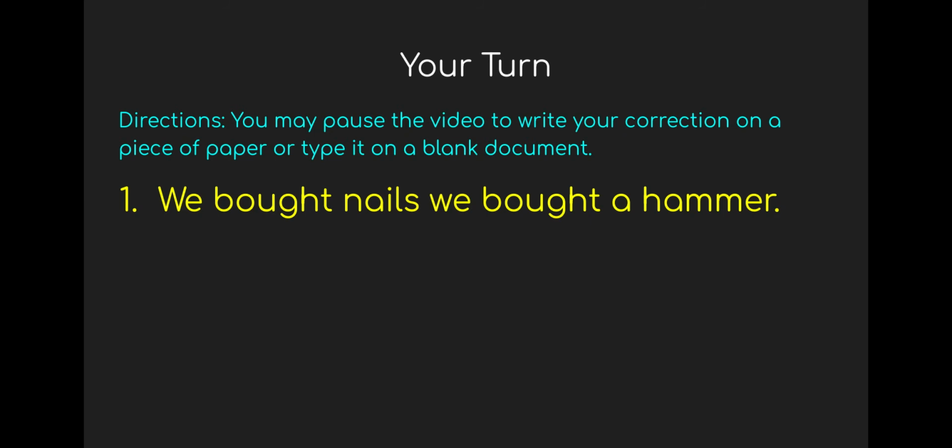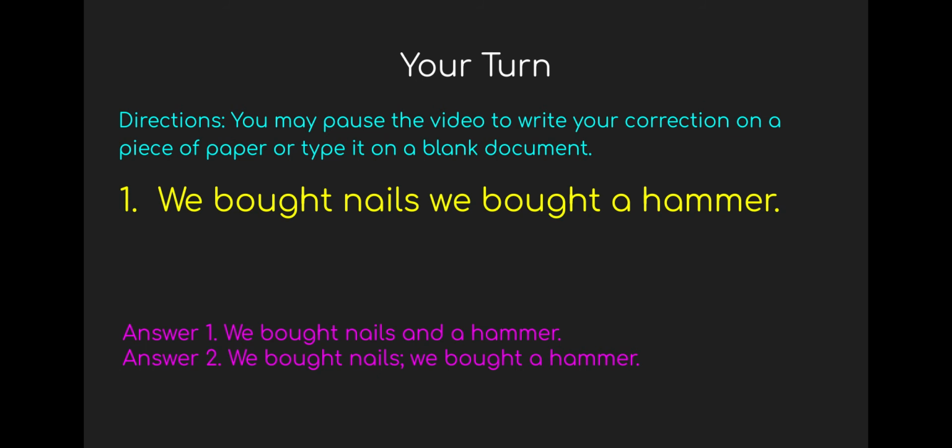Okay, if you're not ready, pause it. Answer number one, we bought nails and a hammer. That's one option. And remember, the beauty of our language is that there is not necessarily only one way to rewrite a sentence. Answer two, we bought nails, semicolon, we bought a hammer. Maybe there is a purpose for saying it this way.